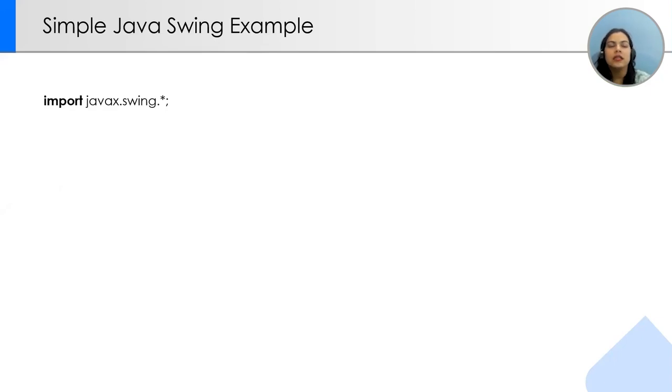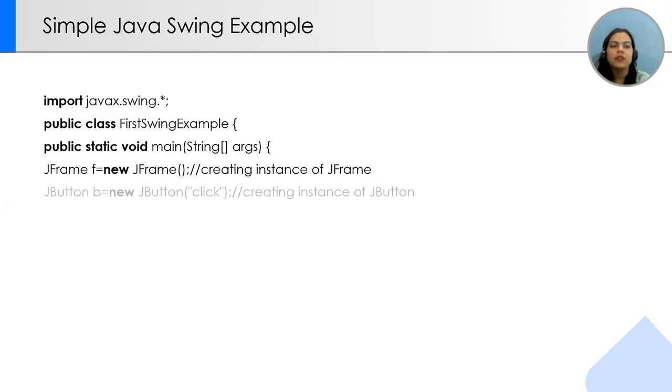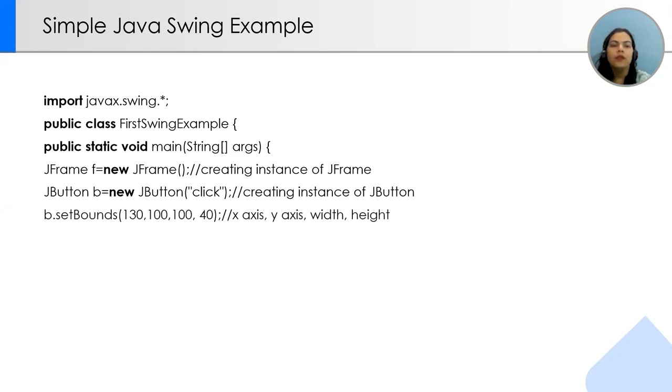Now, let's consider an example to understand the Swing concept. Here, we have imported javax.swing.*. Now we have used the class FirstSwingExample, and here we have used public static void main, that is the main method. And here we have created the object of JFrame, that is, JFrame f equals new JFrame. And now we have created an instance of a button, that is, JButton b equals new JButton. Now we have set the x-axis, y-axis, width, and height of this particular button.